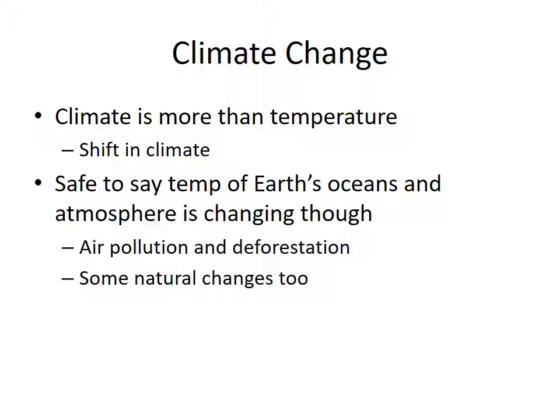So it's important that when we talk about climate change, you know that we're talking about more than temperature. Even though today what we're going to be examining is temperature, which is easy for us to track, so we usually use it for looking at climate, climate also deals with rainfall amounts, air mass movements, humidity, wind, and other factors. So when we talk about a shift in climate, it's not just that something is getting warmer. And it is safe to say that the temperature of the Earth's oceans and the atmosphere is changing.